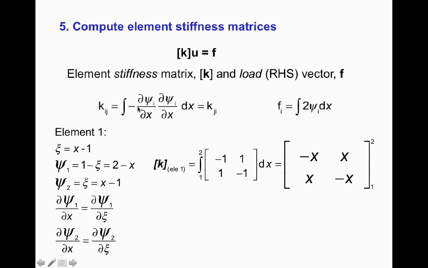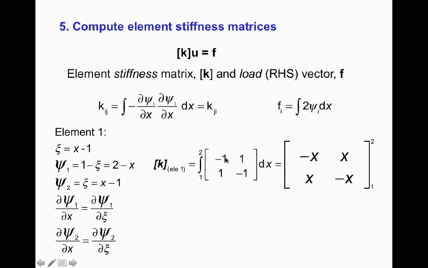So therefore, evaluating this element stiffness matrix, you can see that dψ/dx is just dψ/dξ, which is just plus or minus 1. So dψ1/dξ is minus 1. And multiplying that times dψ1/dξ would be minus 1 times minus 1, which is plus 1. But we have a minus sign here, so this is a minus 1. Then taking the 1, 2 component, we have a minus times a minus 1 times a plus 1, which gives us plus 1. The 2, 1 is similarly a plus 1. And then the 2, 2 is 1 times 1 times a minus 1 here, so we get minus 1. So we have minus 1, 1, 1, minus 1, integrated between 1 and 2.